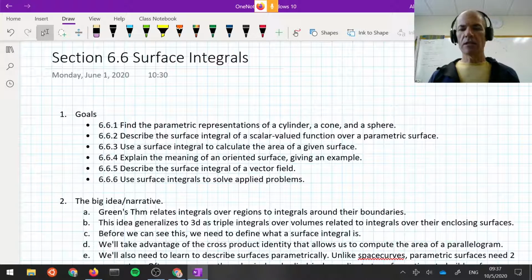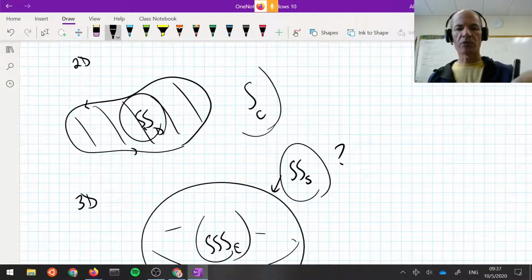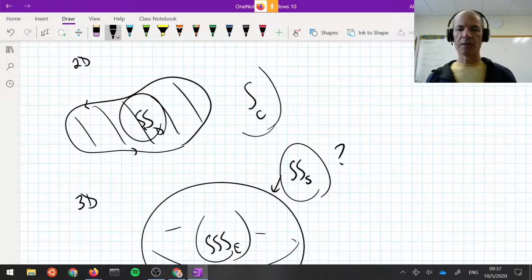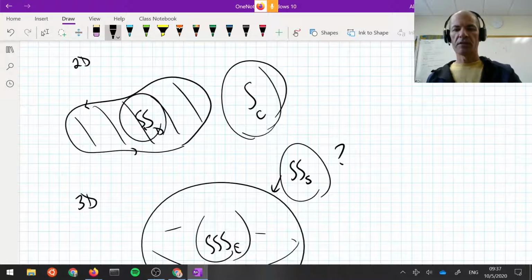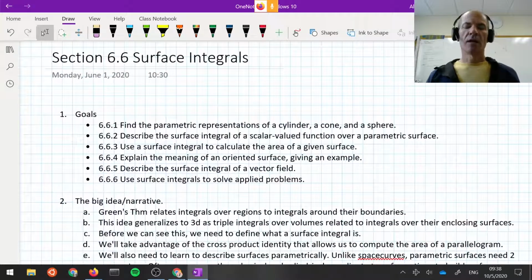So the first thing we need to do is understand how to describe surfaces parametrically. And you'll remember that when we were doing contour integrals or line integrals, we had to parameterize the curve through 2-dimensional space, and then we would build this line integral. We have to go through the same process with surface integrals. We have to parameterize the surface and then build the integrals.